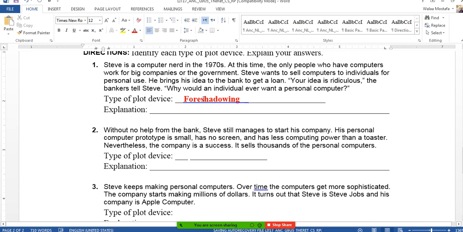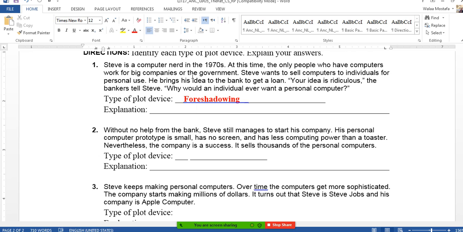I can answer. Okay, Yusuf, go on. It's foreshadowing. Foreshadowing, that's right. Why? Because we don't know if the bank accepted or refused this idea. No, he told you. The bank told him your idea is ridiculous. Why would the individual ever want a personal computer? This means that the bank has refused it.